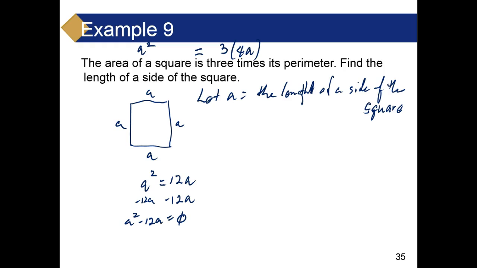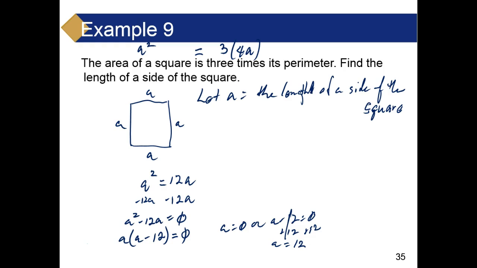Now what do we do? Factor. And what does that give us? A times A minus 12 equals 0. Okay? Now what? Either A is equal to 0 or A minus 12 is equal to 0, which would give you, add 12 to both sides, and that would give you A equals 12.